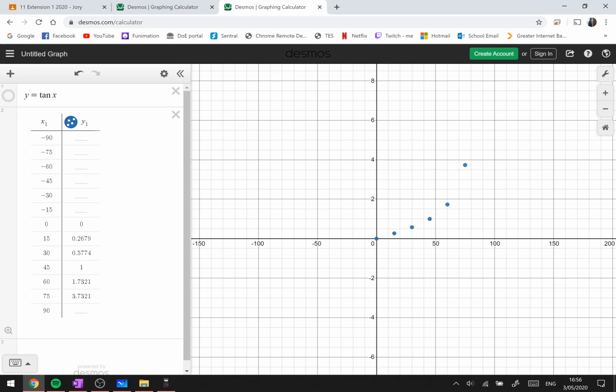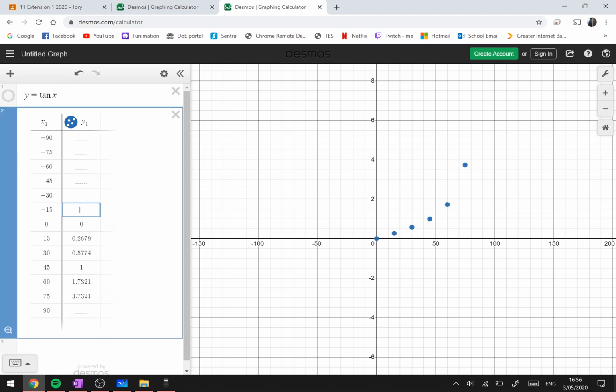So even if you put in tan of 89, you get 57.28. If you put 89.5, you get 114, and 89.9 is 572. The closer you get to 90, the bigger this number gets. Even the small changes of the fraction make this thing grow extremely big.